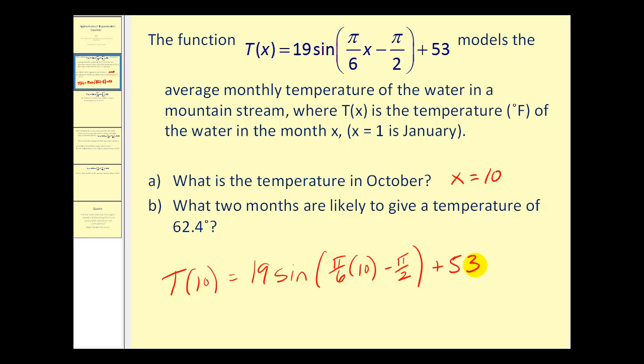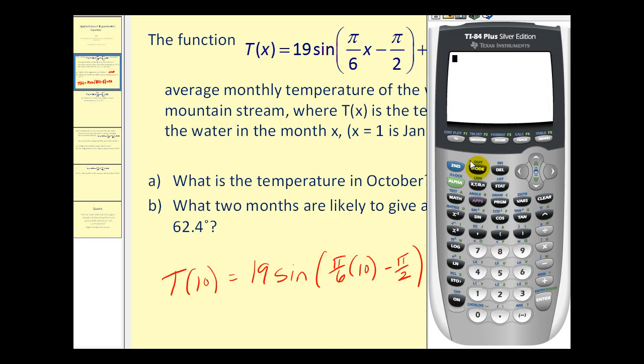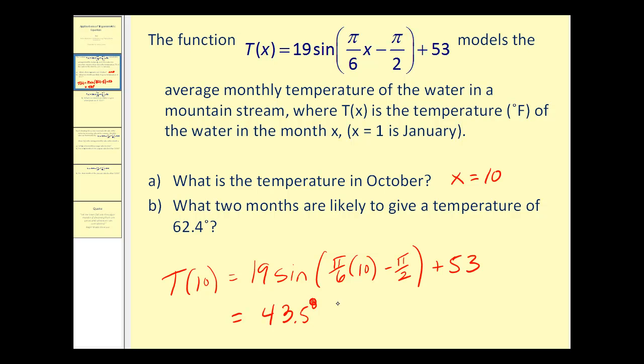So let's go ahead and get our calculator out, and we'll make sure we're in radian mode. And the reason I know that is pi over 6 and pi over 2. So we're just going to type this in and see what the temperature would be. And it was plus 53. So it looks like in October the water temperature is approximately 43.5 degrees Fahrenheit. So that's a pretty straightforward question.